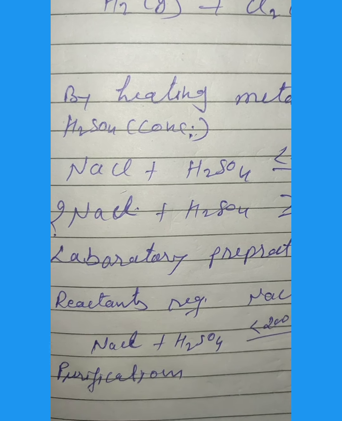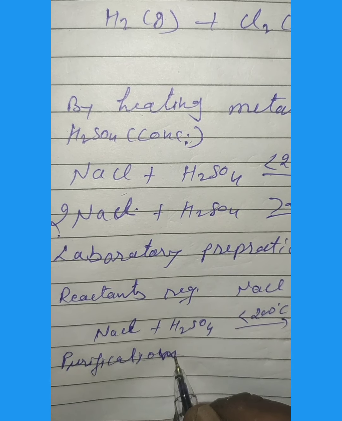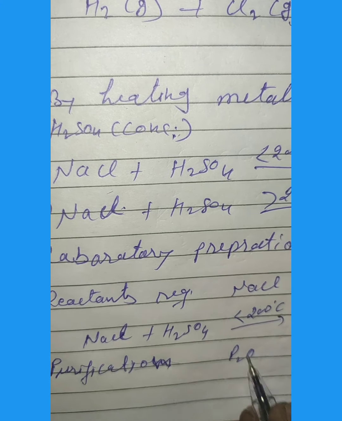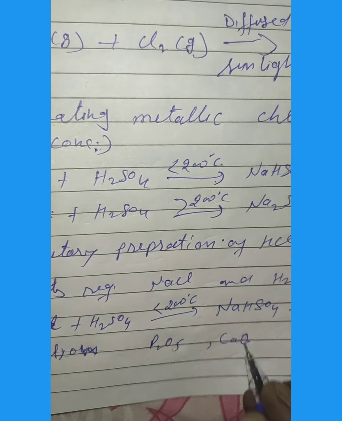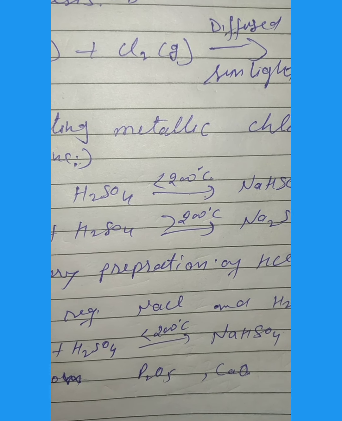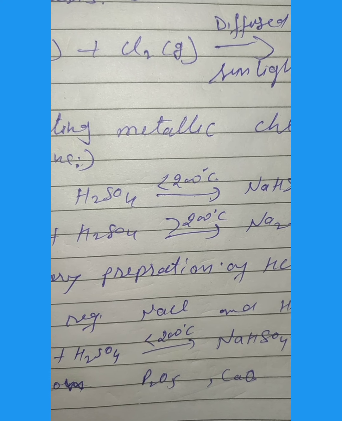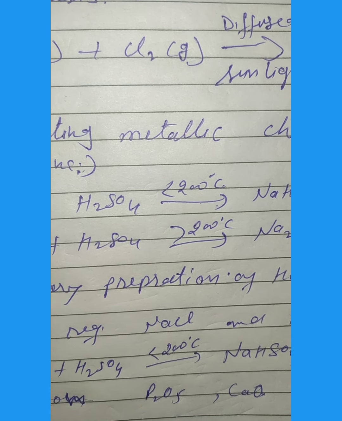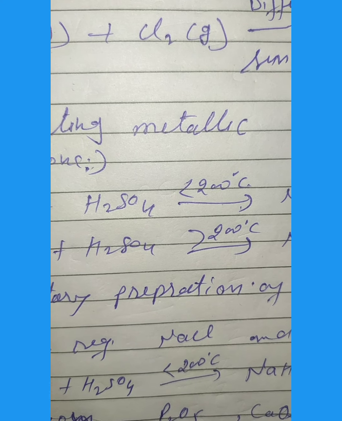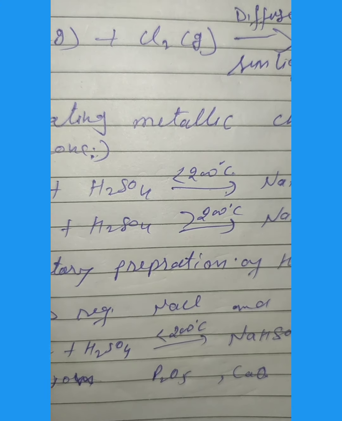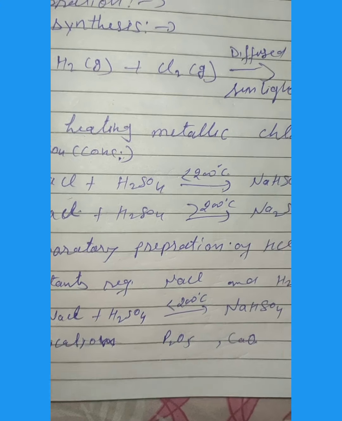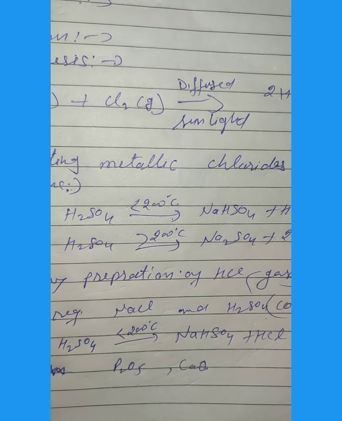Purification: how can we purify it? It is dried by passing it through concentrated sulfuric acid. Other drying agents like phosphorus pentoxide or quicklime cannot be used since they react with the hydrogen chloride. So my dear students, remember that this question can be important: why only sulfuric acid can be used to dry hydrogen chloride gas in place of phosphorus pentoxide or quicklime. It is because these drying agents can react with the HCl gas.